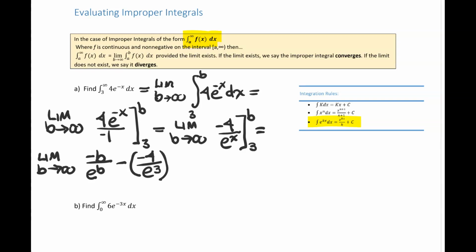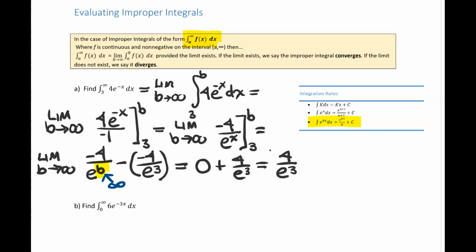Now, letting b go to infinity, so this b right here, if I were to plug in a very large number in for this b, e to that power is going to be a very large number, and therefore when you take a negative 4 and divide it by that huge number, you get 0. So the limit of this first term becomes 0, and then I have a double negative, which is going to make a positive 4 over e cubed.